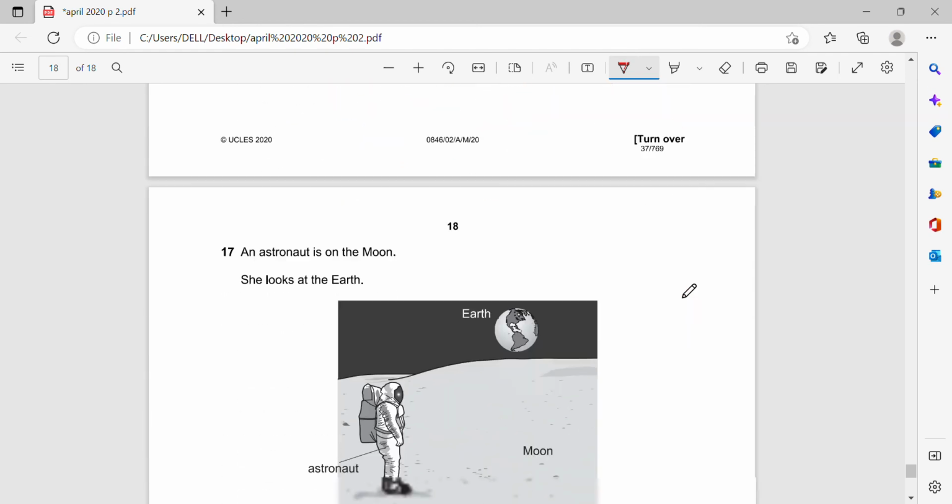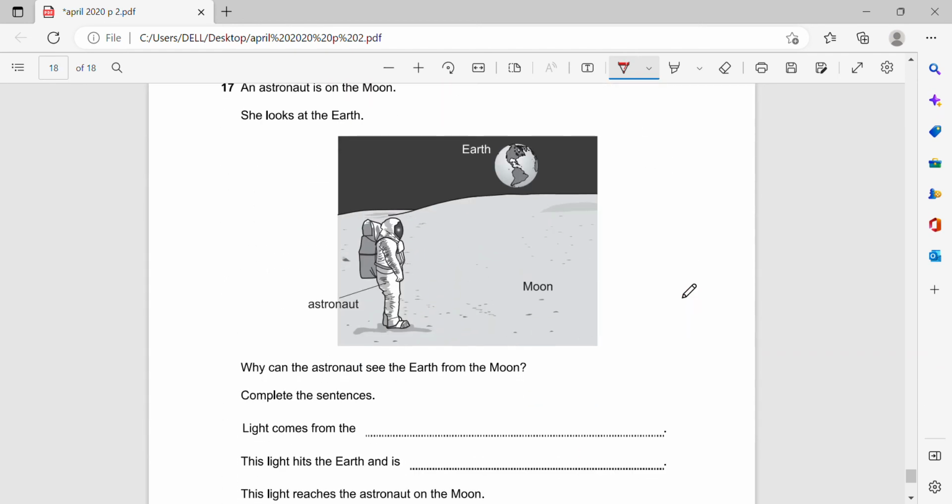The next question and the last one, question 17. An astronaut is on the moon. She looks at the earth. So I have the astronaut on the moon and this is the earth. She looks at the earth. What is the question? The question says why can the astronaut see the earth from the moon?